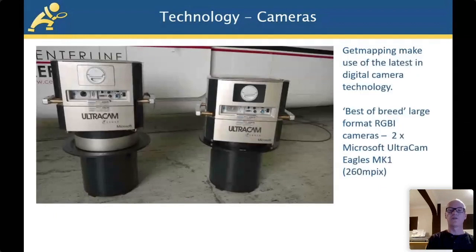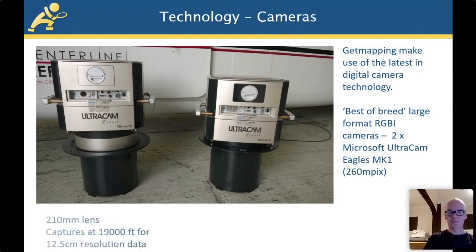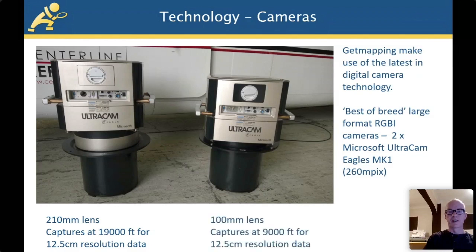So we use large format digital cameras. These are the best of breed, called UltraCams. They are the market leaders. So we have got two systems with two different lenses, and this is quite important. So we've got one lens, a 210mm focal length lens that enables us to capture at 19,000 feet for 12.5 centimeter resolution data. So what is 12.5 centimeter resolution?